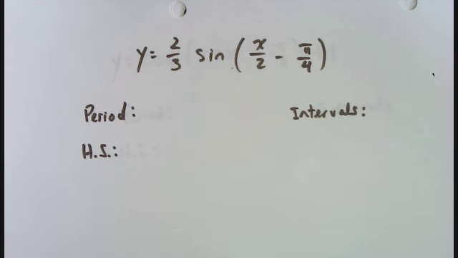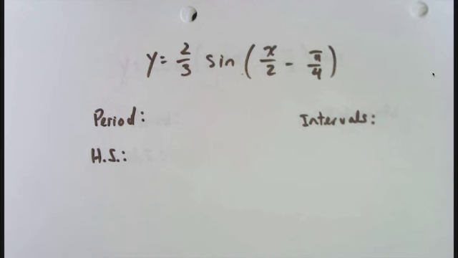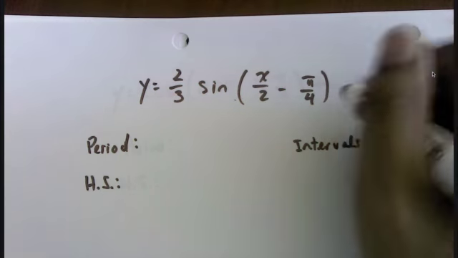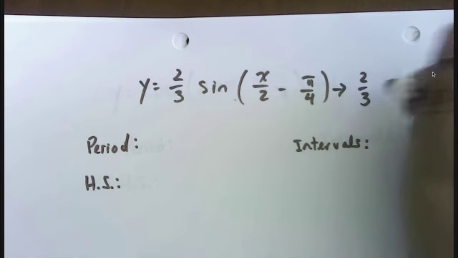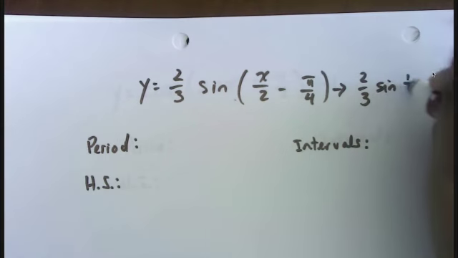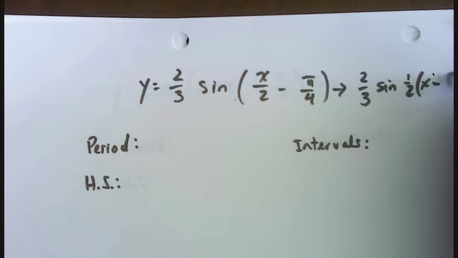Next one, y equals 2/3 sine of x over 2 minus pi over 4. I'm not even going to think about diving into the problem yet because I notice my b value is not 1 as it's supposed to be. So let me factor it out. We really have 2/3 sine of 1/2 x minus, if I do pi over 4 divided by 1/2, I do end up getting pi over 2.